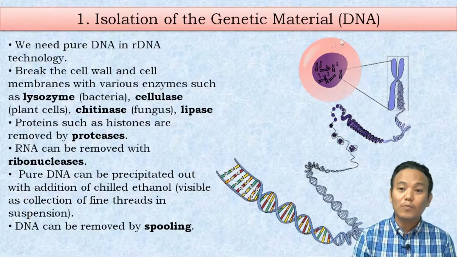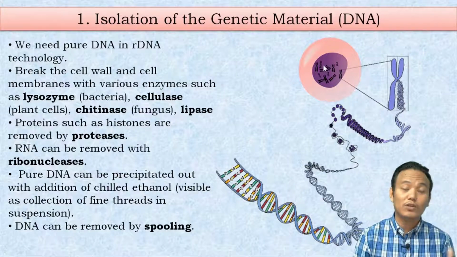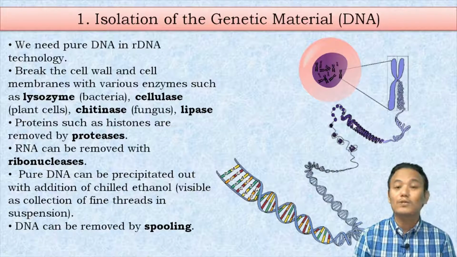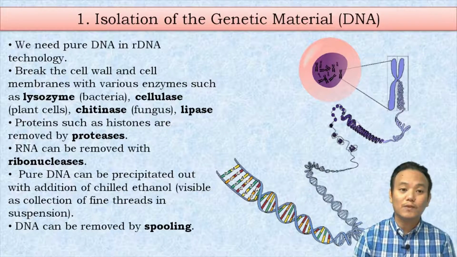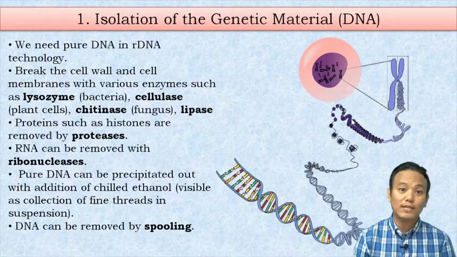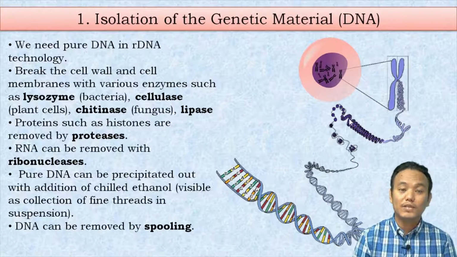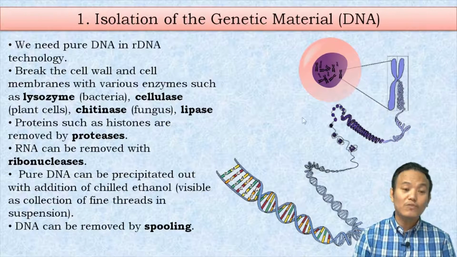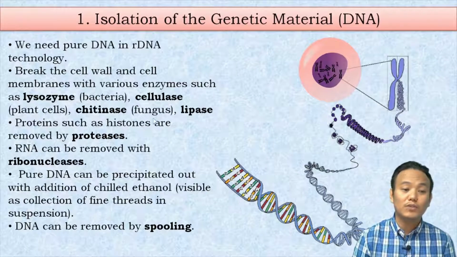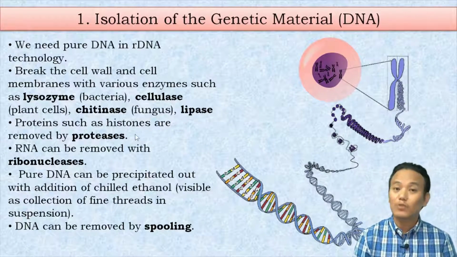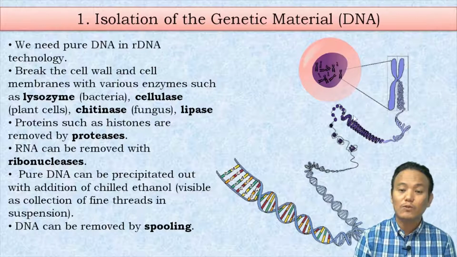After breaking open the cell, now we have DNA. But the DNA is not in its pure form because the DNA is associated with structural proteins such as histones. And we need to remove those histones in order to get the pure DNA. In order to remove the histones, we treat the mixture with proteases. Proteases are enzymes which can break down protein molecules. So histone molecules will be digested by proteases.